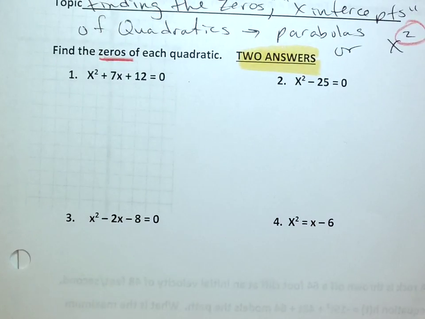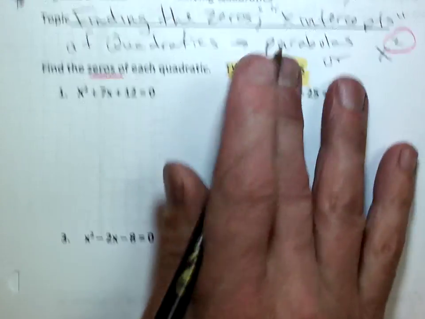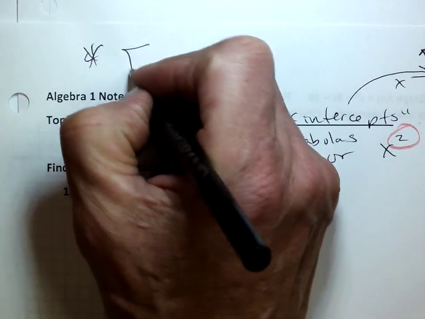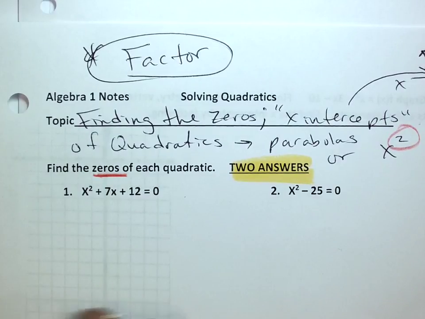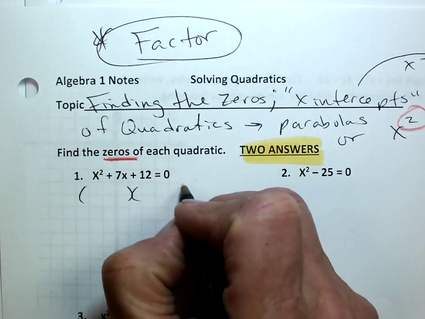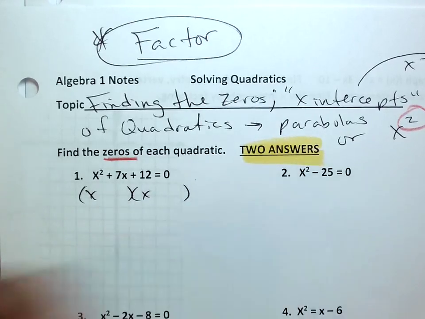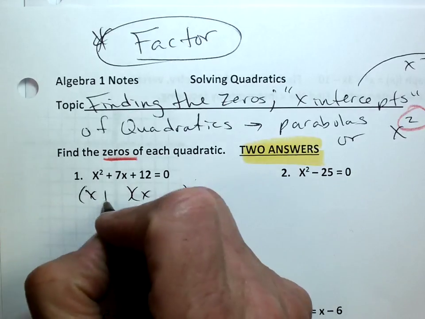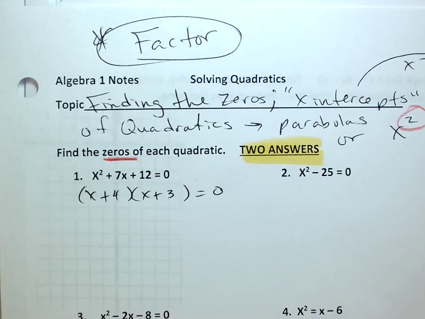Now, so here's how it works. We're going to, and it's that darn F word. We're going to factor. So, example 1. Let's factor first. Okay? Factor first, x and x, right? Plus 4, plus 3 equals 0, okay? So I factored it. I kept in mind that there's still an equal 0, okay?